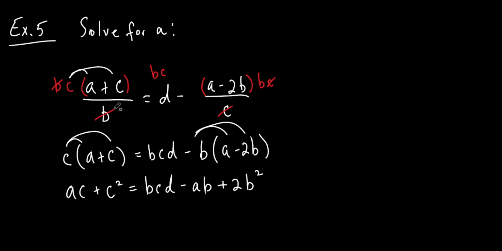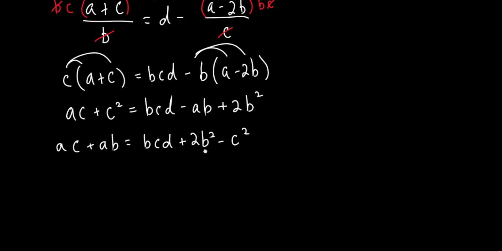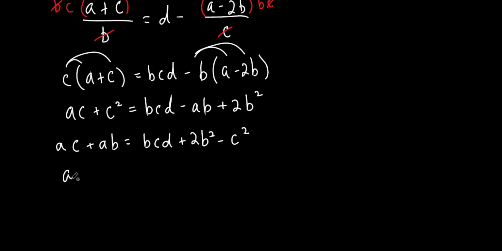So now what do we want to do? We want to solve for A, correct? So I need the A's all on the same side. So I already got an A right there, and I got an A here. Watch this carefully. I'm going to go real quick. So add an AB to both sides. We're going to subtract the C squared. So I already got a BCD there. I've got a plus 2B squared, and then a minus C squared. Almost done. Factor out an A. If I factor out an A, I get C plus B equals all this stuff.